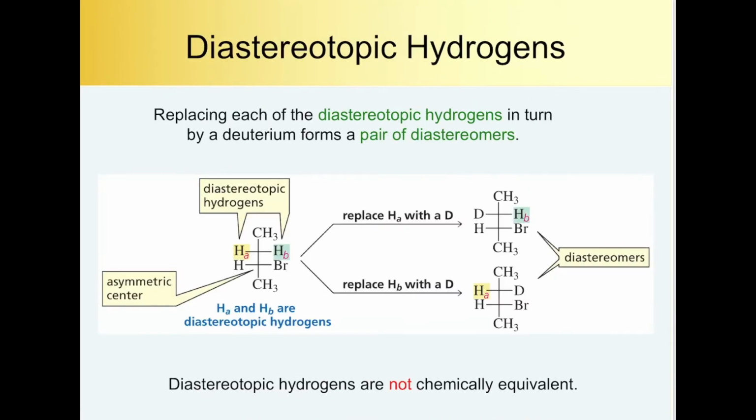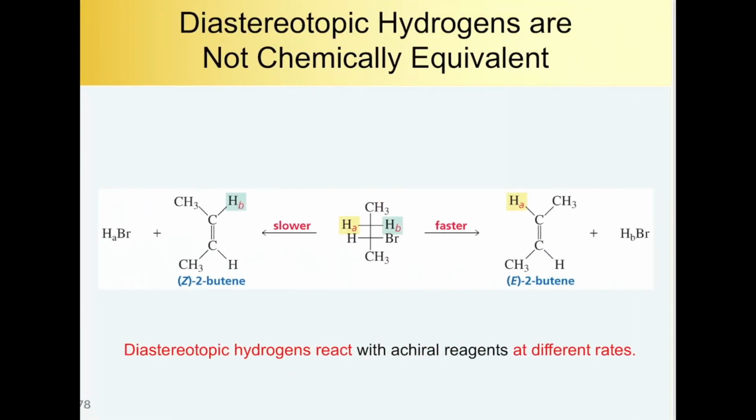Diastereotopic hydrogens. If a carbon has two hydrogens in a compound that has an asymmetric center, then those two hydrogens are said to be diastereotopic hydrogens. And replacing each of the diastereotopic hydrogens by deuterium is going to result in two diastereomers, or a pair of diastereomers. Remember, diastereotopic hydrogens are not chemically equivalent and therefore they are going to show up as two separate signals in the NMR spectrum. And another thing to note down is the diastereotopic hydrogens are going to react differently with achiral reagents.